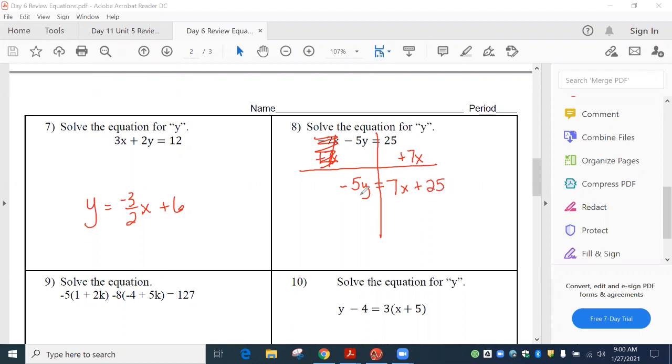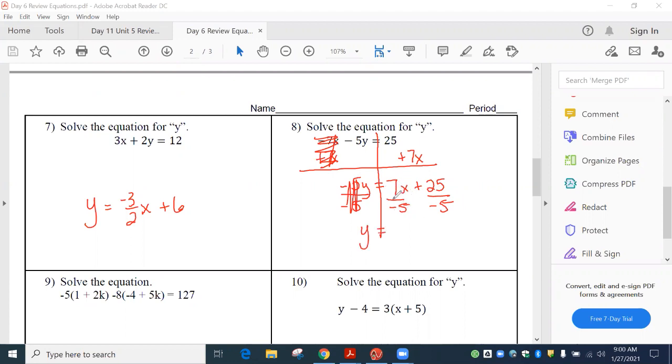All right, so now, whatever number's in front of y, we're going to divide by. So we're going to divide by -5, divide by -5, and you always do it to everything, divide by -5. So these will cancel out, and it leaves us with y equals.